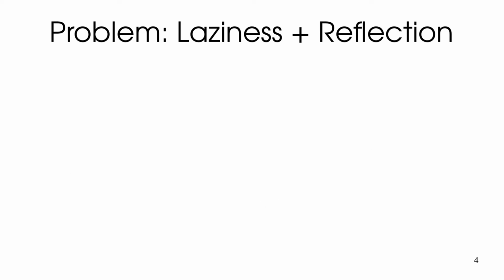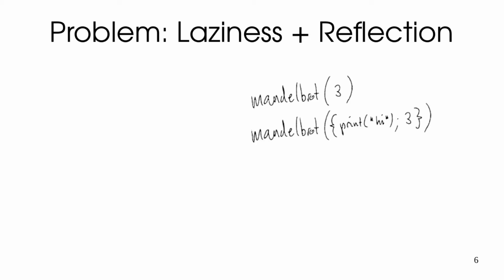Now, what kind of values can we pass to this Mandelbrot function? Well, we can pass it the number 3, which is probably pretty much what was intended here. On the other hand, we can of course also pass it a more complex expression. For example, this expression that first prints "hi" and then evaluates to 3.